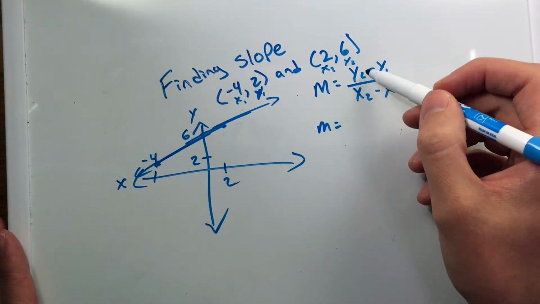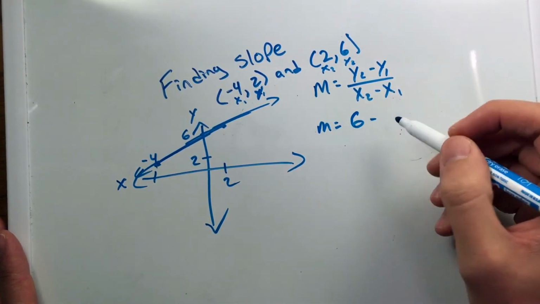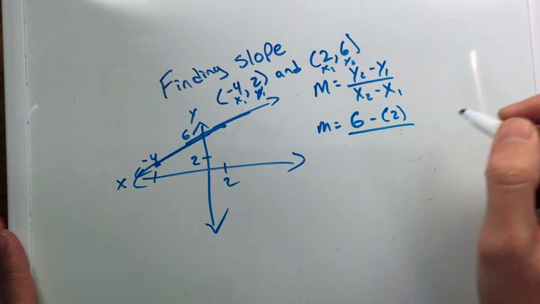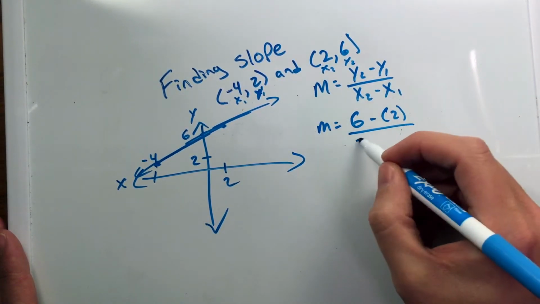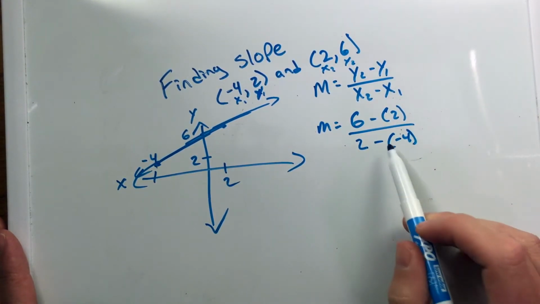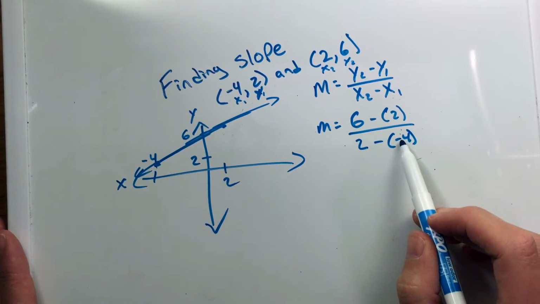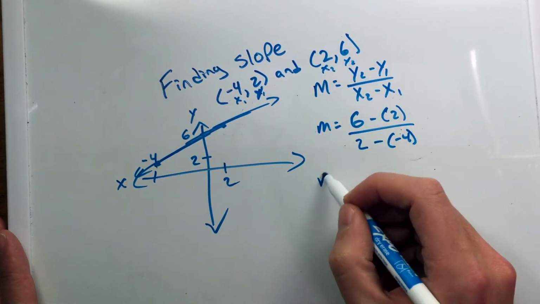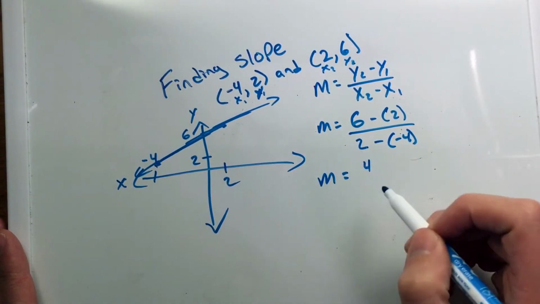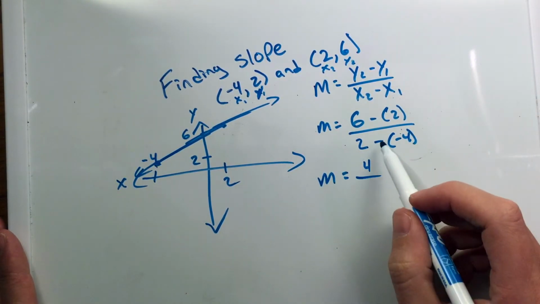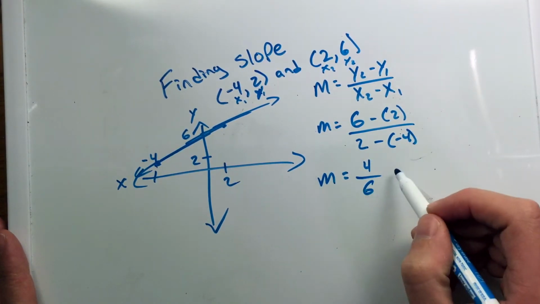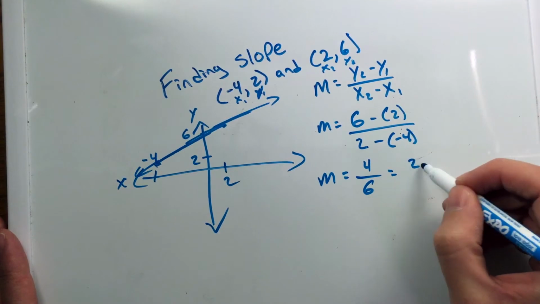So my first ones are y2, which is 6, minus my y1, which is 2, over my x2, which is 2, minus my x1, which is -4. And here's where it becomes tricky. We have two negatives, so it's going to be positive there. So my slope here is 6 minus 2, which is 4, over 2 minus -4, which is 2 plus 4, which brings us to 6. Of course, we can simplify that to 2/3.